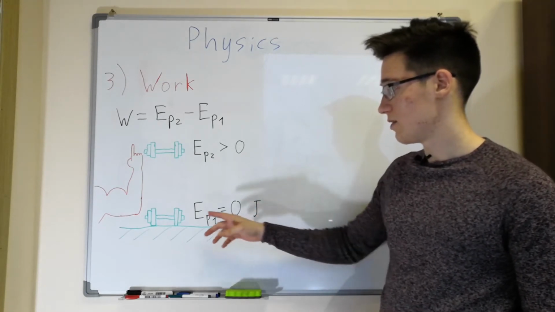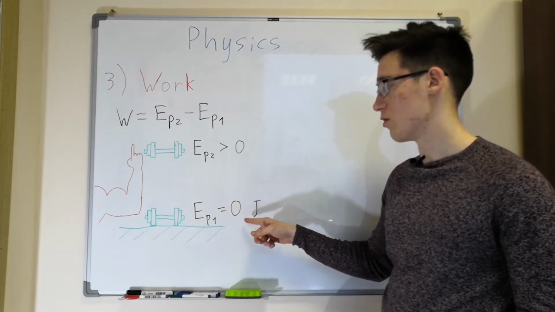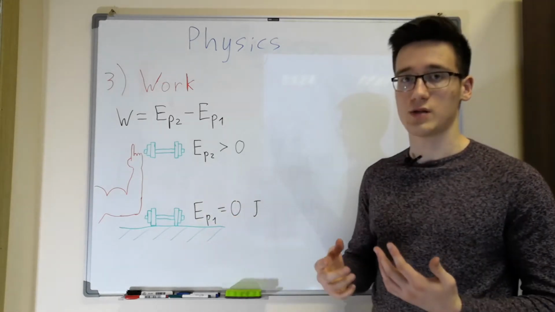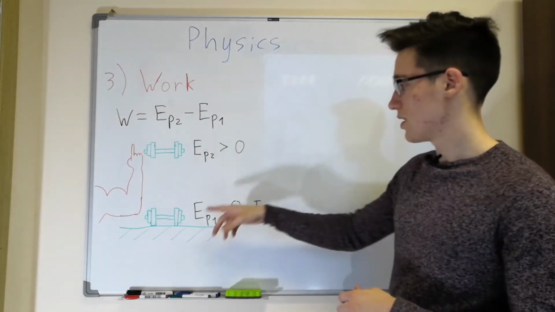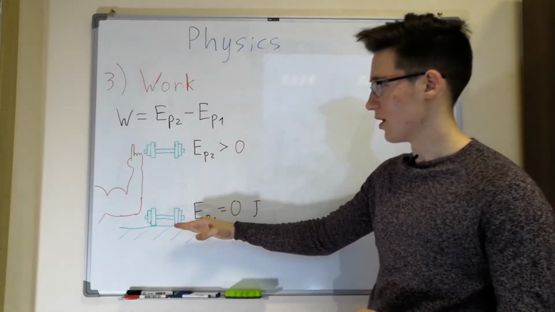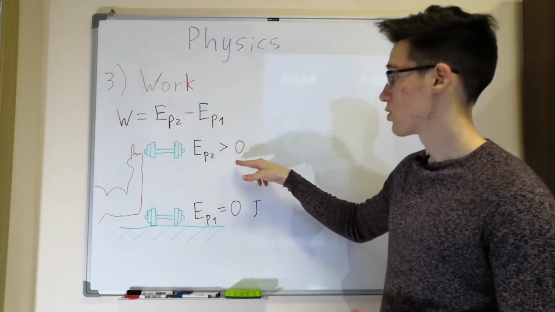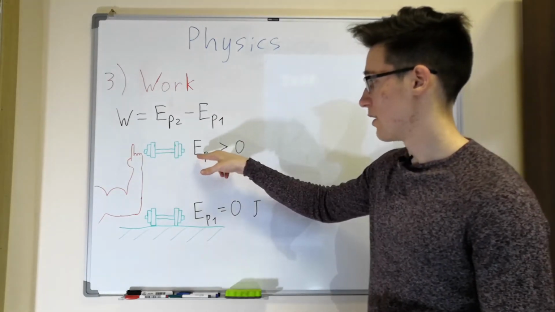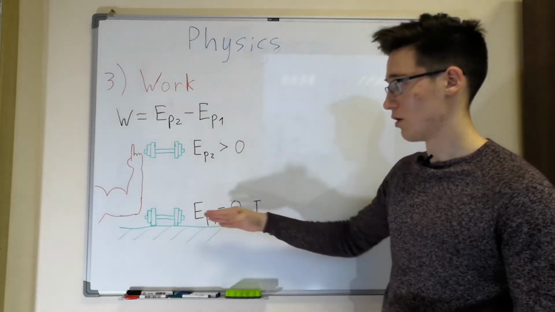if we take the dumbbell, which has the potential energy EP1, which is 0 joules, by the way, energy is measured in joules, both kinetic and potential energies. If we take this dumbbell and we lift it at a certain height above the ground, we do work on it because we increase its potential energy. And that's why EP2 is greater than 0, because we have done work on this object.